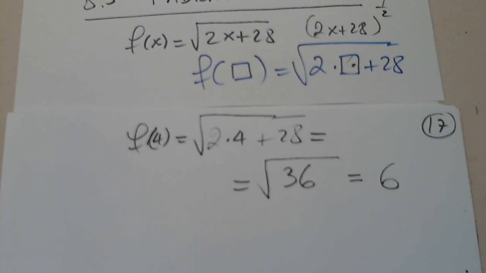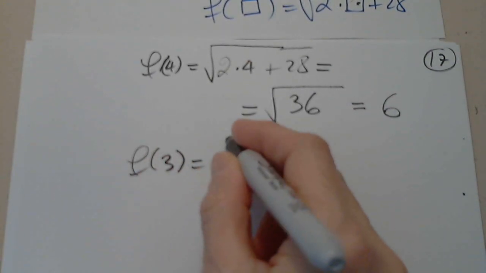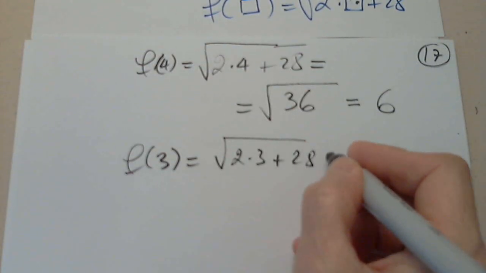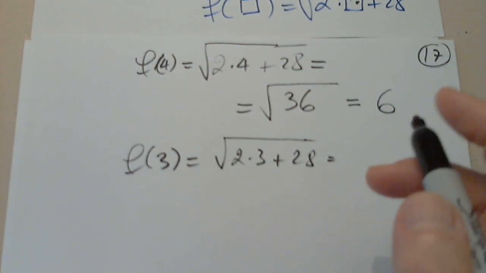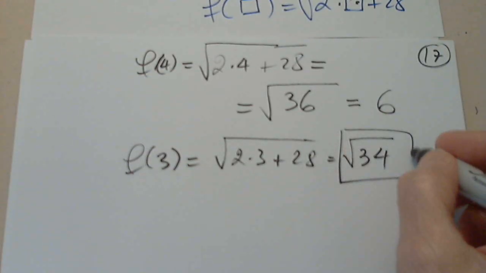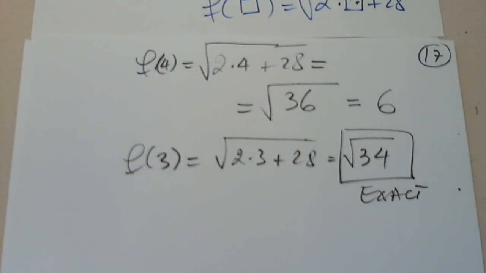So how do I determine f of 3? Well, f of 3 is the same thing, 2 times 3 this time, plus 28. But this is 6 plus 28, which is the square root of 34. And this is carved in stone. This is the exact answer. What I got with the calculator was an irrational number, which is the square root of 34. But I don't care for that.